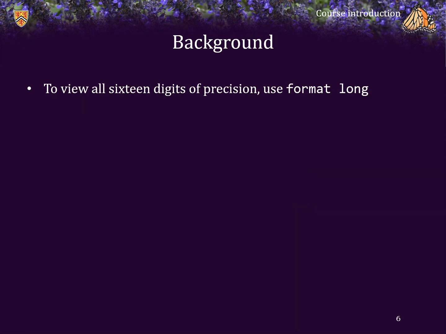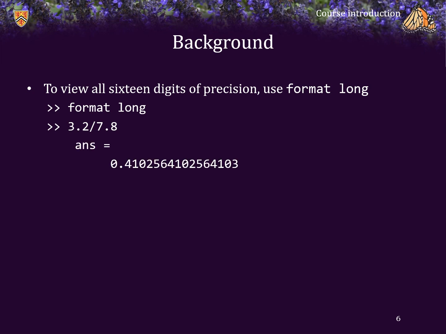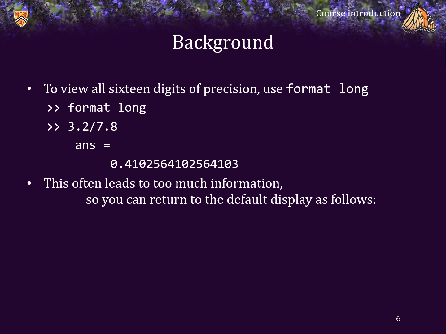Now, to view all 16 decimal digits of precision, use format long. So this command tells the interpreter to display all floating point numbers using 16 significant digits, which is approximately how many digits 53 significant bits represent. So now, if we perform such a calculation, we get all digits. This, of course, does lead to a lot of information being displayed to the screen, so you can always return to the default display as follows. Just type format, and now we're back to normal.